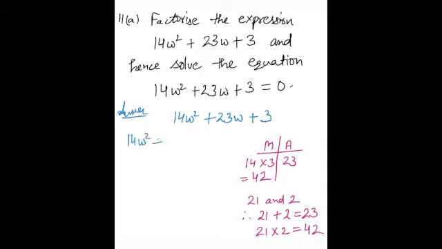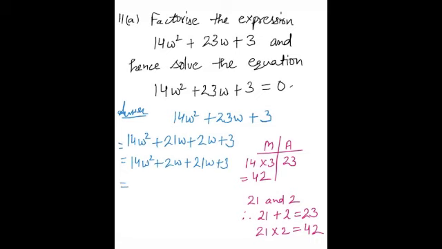So by continuing with these two factors, 21 and 2, 14w square plus 21w plus 2w plus 3, and now we can arrange it in order to get better simplification, which is 14w square plus 2w, see even numbers on the same side, and plus 21w plus 3.